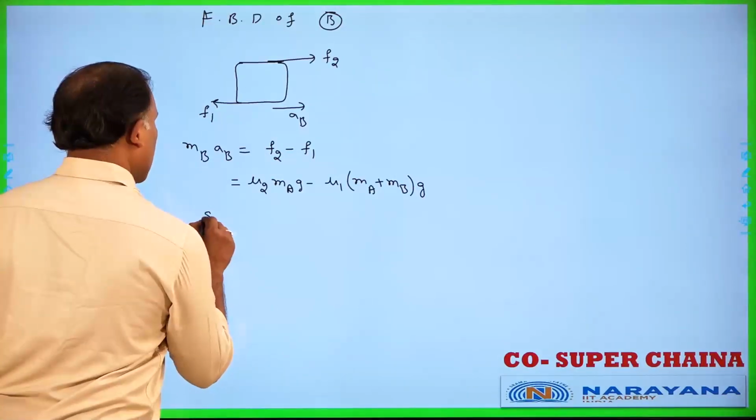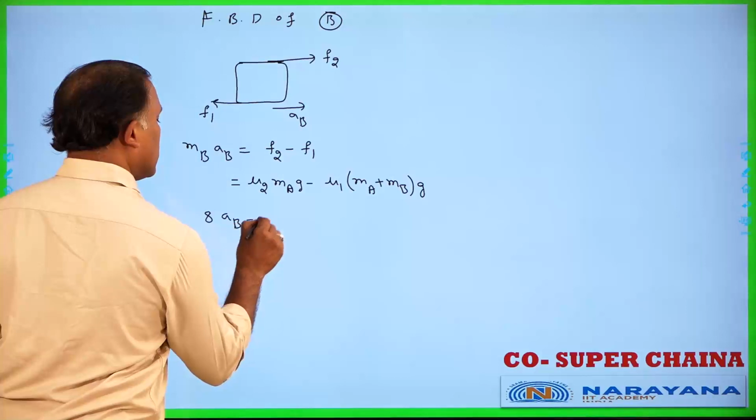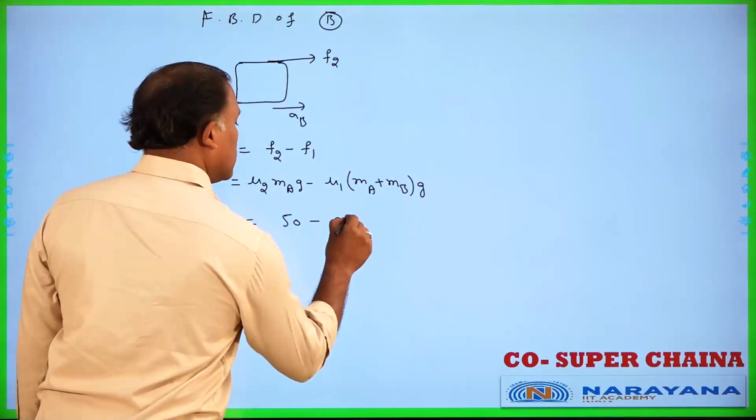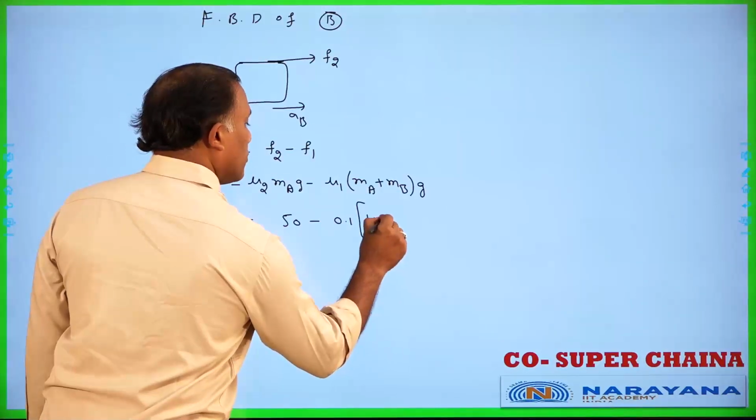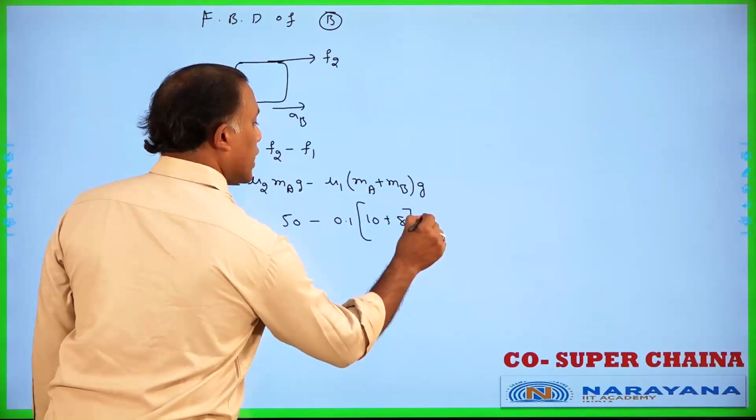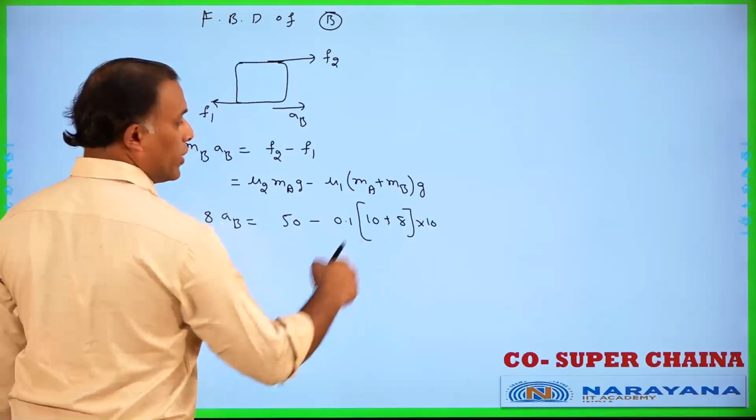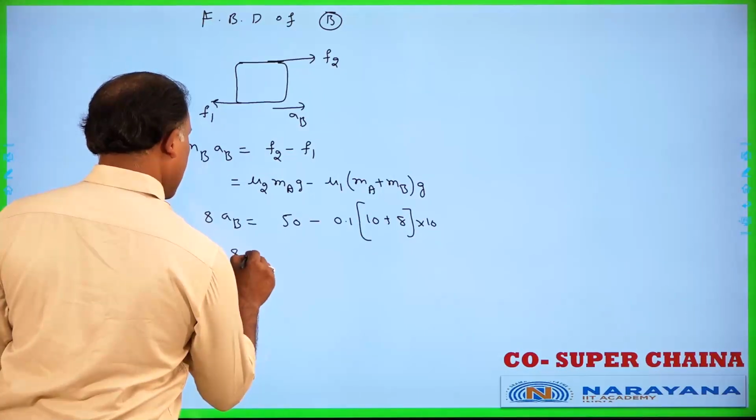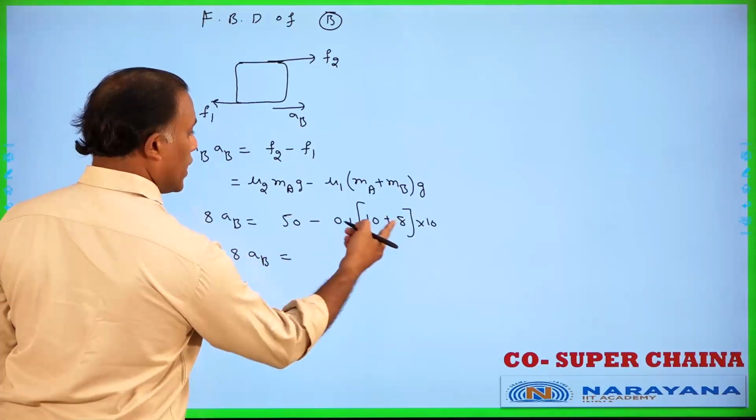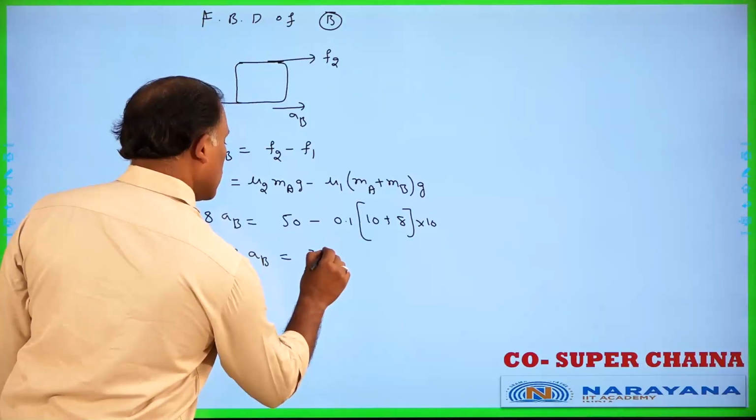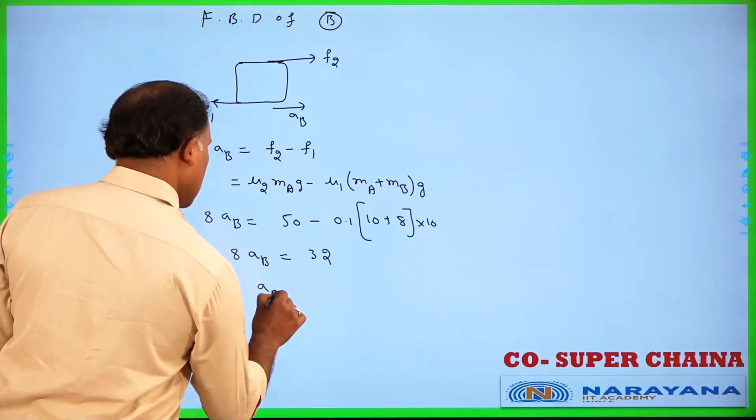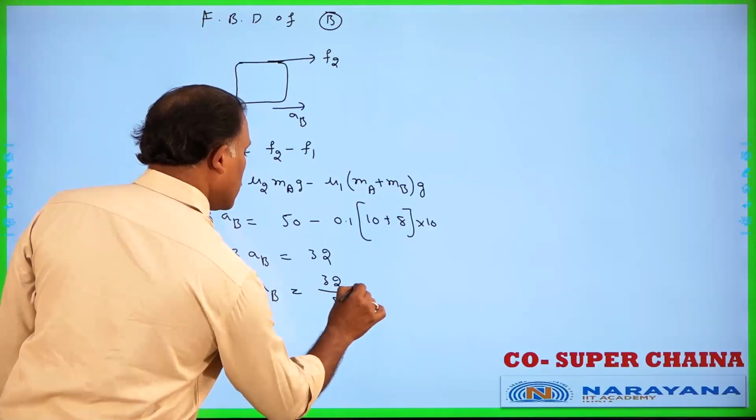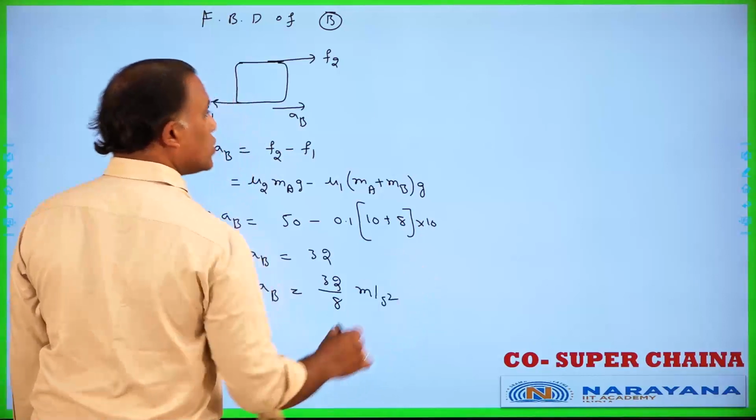Mass of B is equal to 8. Acceleration of B times 8 is equal to, this will be 50, just calculated, minus mu1 which is 0.1 times 10 plus 8, into 10, gravity. So 0.1 into 10 is 1. So then 50 minus 18, that is 32. So then acceleration of B is equal to 32 by 8 meters per second square.